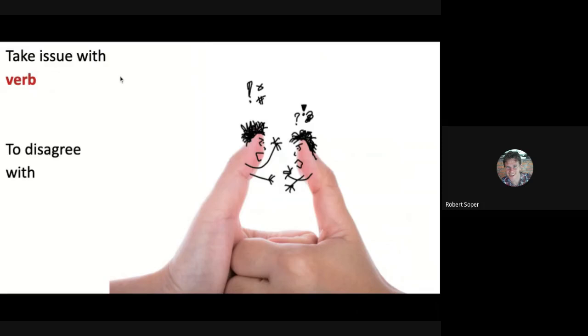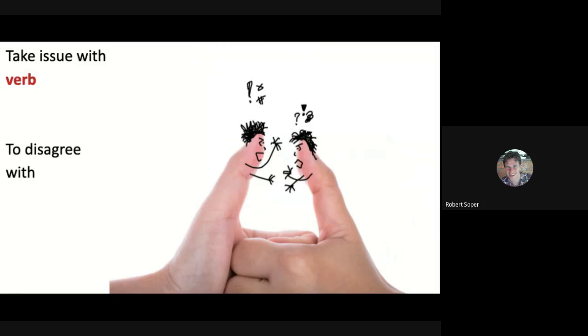This verb is take issue with. Take issue with, as I said, is a verb and it means to disagree with. And we can see over here in this picture, these two thumbs are taking issue with each other. They're clearly disagreeing. When you are taking issue with something, you are disagreeing with it. It's very common in a debate or when you're having an argument to say something like, I take issue with your point. That's just saying that you disagree with the point somebody made.